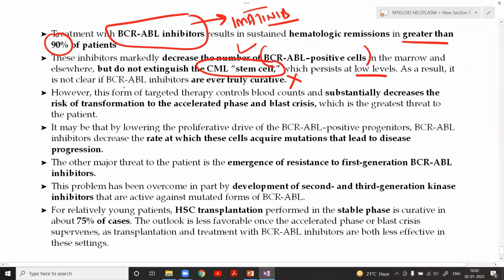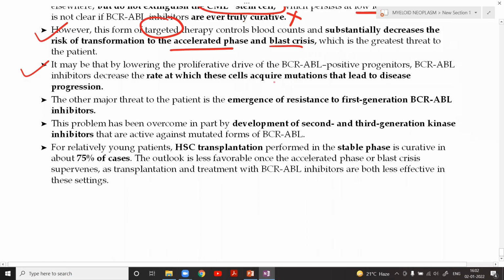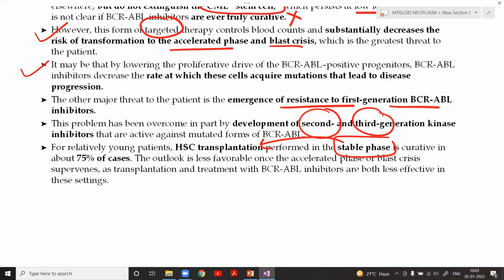Now a very important thing is that with this therapy, the risk of transformation to the accelerated and the blast phase is very less. The other major threat with regards to the treatment is the emergence of resistance to the first generation BCR-ABL inhibitors. So resistance has developed, and now we have second and third generation drugs as well. And remember, if the patient is in a stable phase, he can go for a hematopoietic stem cell transplant. But once the patient develops accelerated phase or blast phase, then transplantation might or might not help, might be less effective. So with this, we have completed chronic myeloid leukemia as well.